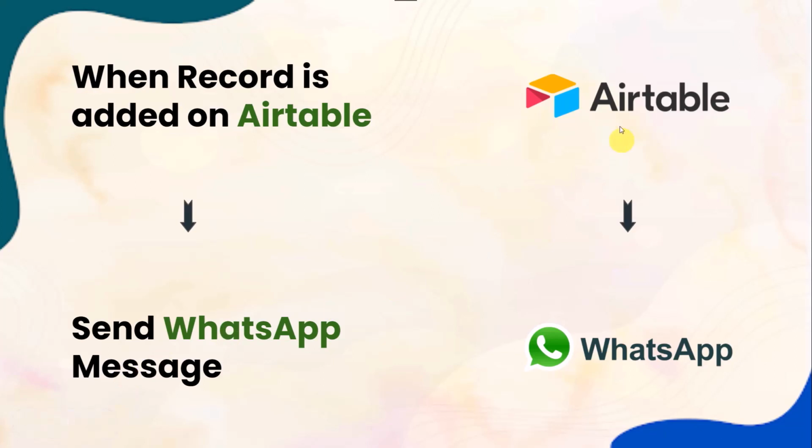So in this video we are going to learn how to send a WhatsApp message when a record is added on Airtable. So the idea here is that whenever you receive a payment through any mode, you create a record in your Airtable account. Now you want that whenever a new record of payment is added to the Airtable account, automatically the customer should receive a payment confirmation message on his WhatsApp number. So how can we link Airtable and WhatsApp? First, let us check this in real time and then we will move on to the integration process.